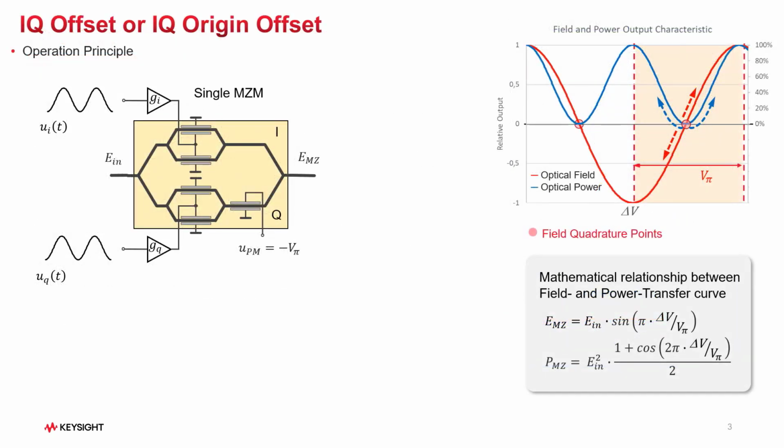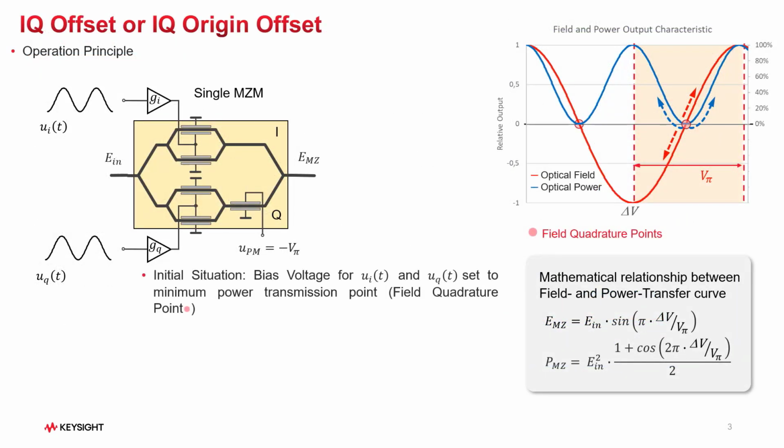An IQ offset can be caused by unfavorable bias settings for the two I and Q modulator childs of a Mach-Zehnder modulator. Over long periods of time, the bias voltage shifts can occur as a result of temperature changes in the environment of the modulator.